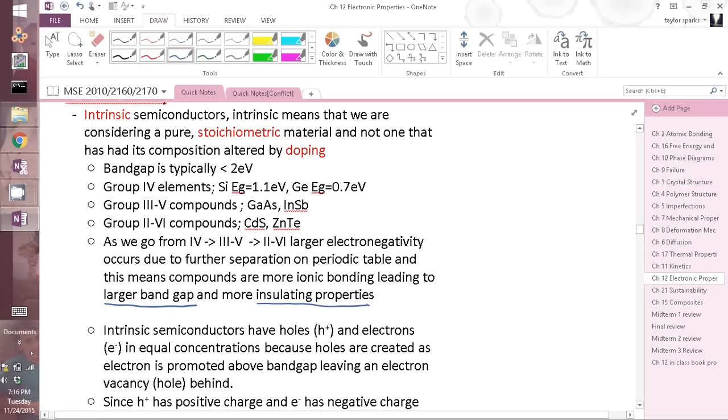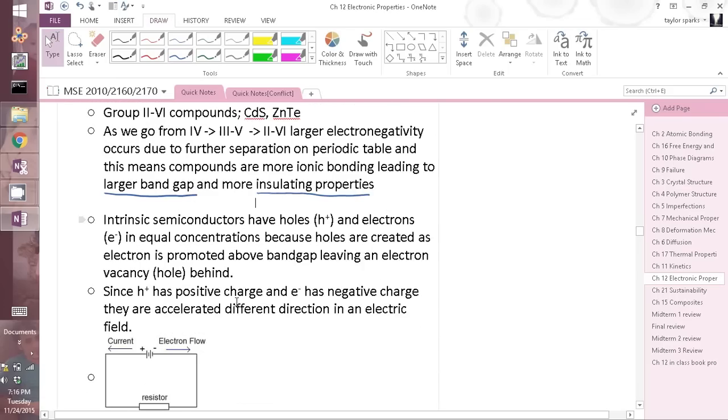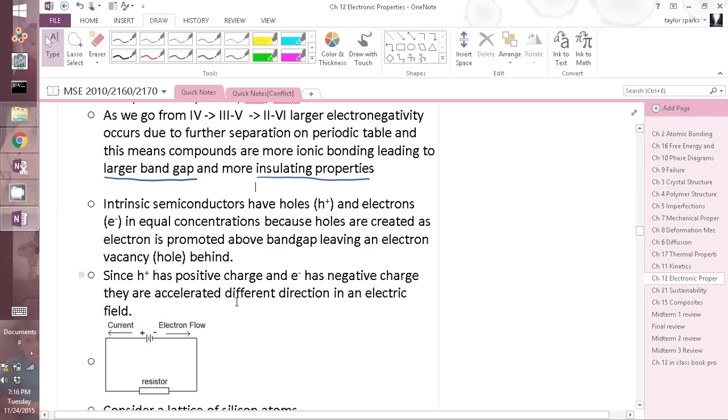Right? So intrinsic semiconductors, we mentioned this last time, but they can have both holes in the valence band as well as electrons in the conduction band. If it's an intrinsic semiconductor, we're going to assume that the concentration of these two is roughly equal. So you have the same number of holes as you do electrons. Okay? And this is because we create holes by promoting an electron from the valence band up to the conduction band, so it leaves behind a hole for every one electron that gets promoted, so they should be roughly equal.